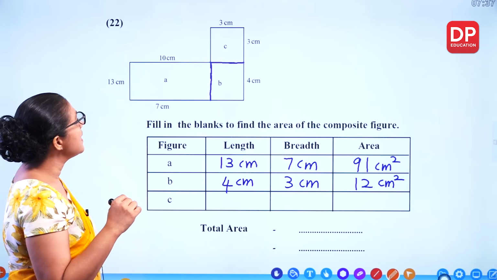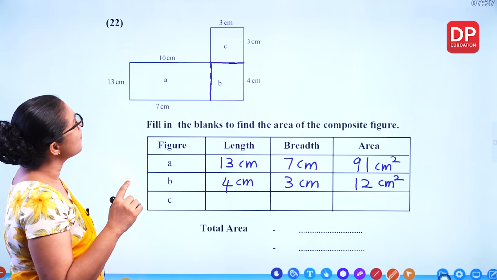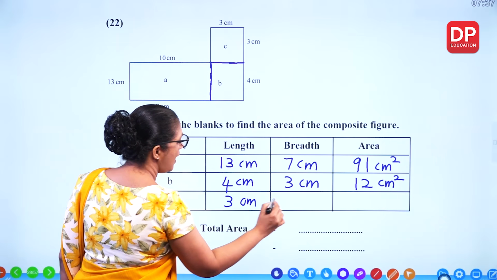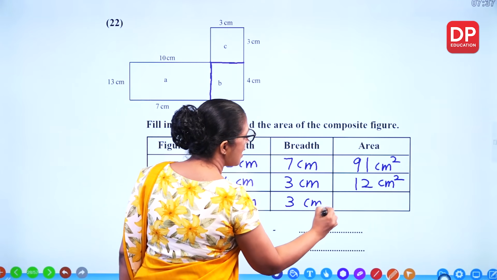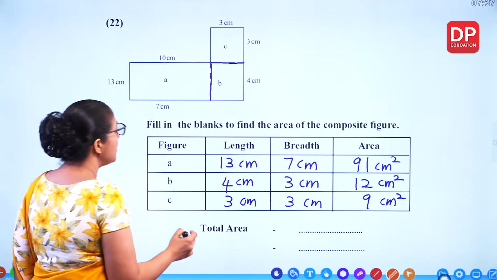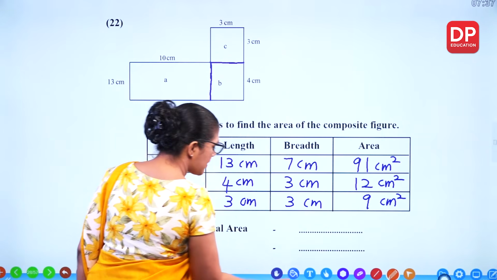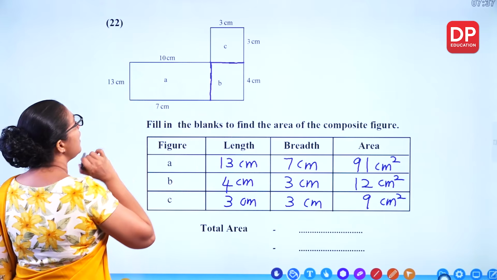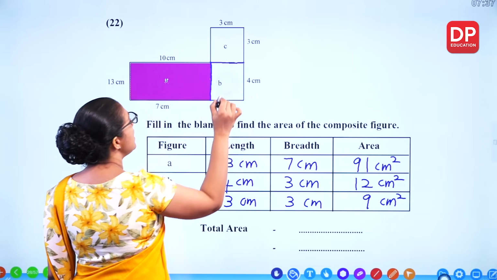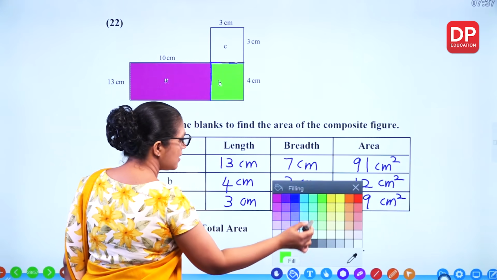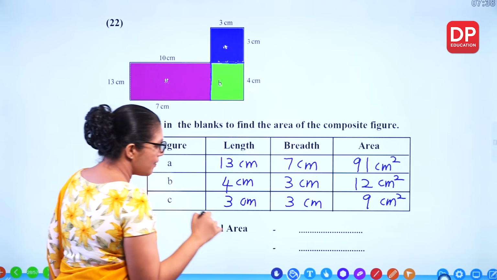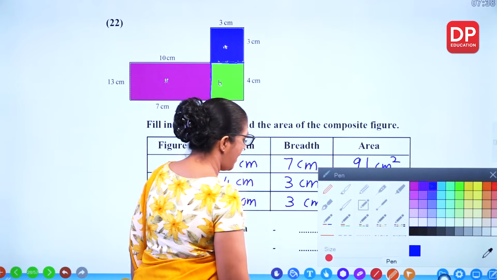Now we'll take C. That's a square. 3 and 3. 3 times 3, 9. Now we can add all these areas. A, B, and C. When you add all 3, you get the total area.